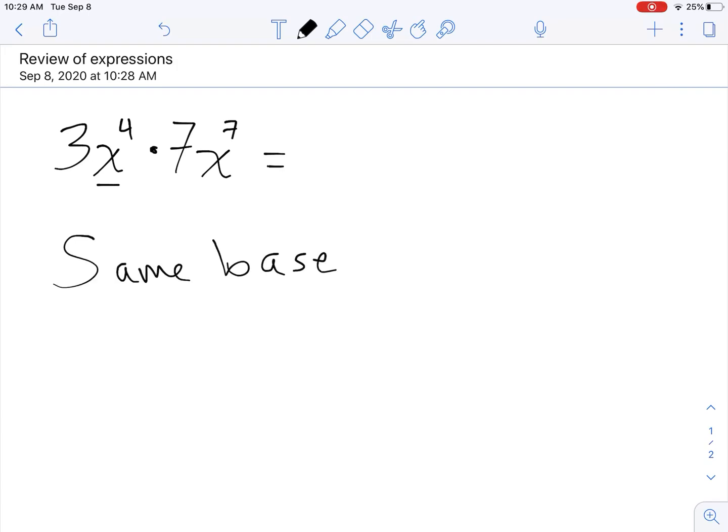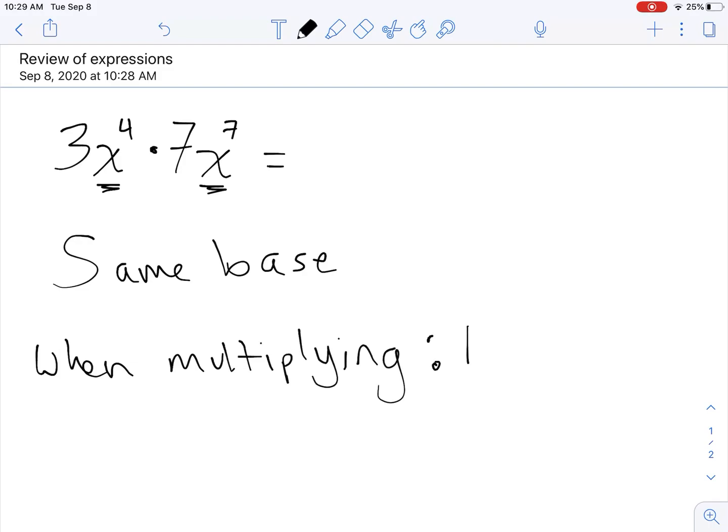and so that would be, they're both x's, and when we are multiplying, we are going to add the exponents, or we add the powers. And so we would have 21, because we do the 3 and the 7, multiply those, and then we have x to the 4th times x to the 7th, and so we are going to add those exponents, so we get x to the 11th.